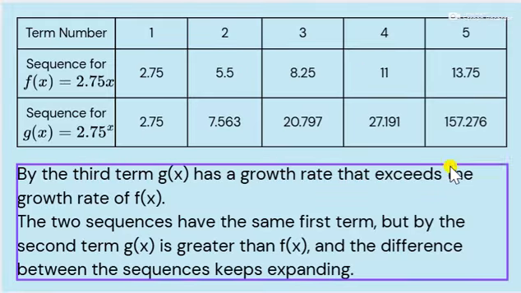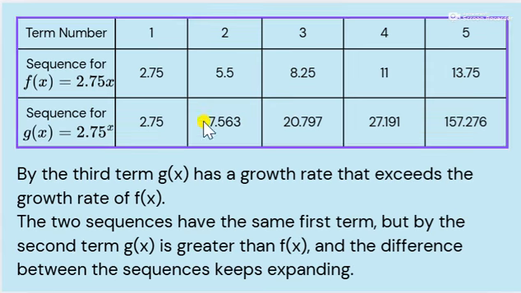Okay. The two sequences have the same first term. They're both 2.75. But by the second term, g of x is greater than f of x, and the difference between the sequences keeps expanding. Okay, so here they're the same. The two lines would match on a graph, but here this one's bigger, and the gap just keeps getting bigger and bigger between the two. Okay, can you see that?